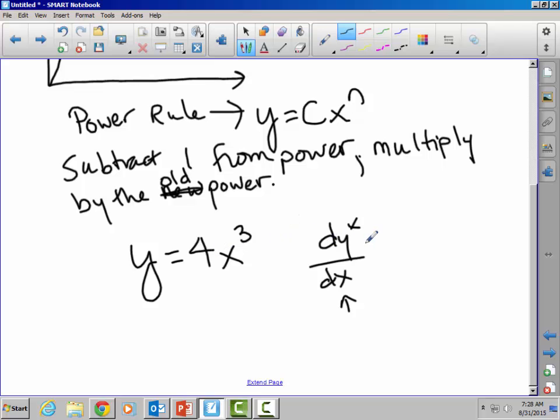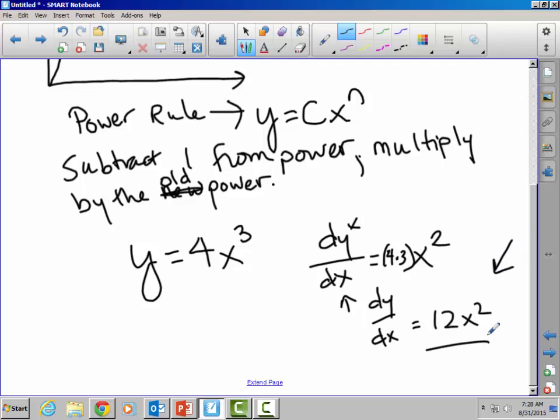So dy/dx: we're going to subtract 1 from our power, that's 2, and we're going to multiply our function by the old power, which was 3. In front, we still have our constant times 3. So dy/dx becomes 12x squared. This is a way of saying this is the function for the slope of the original parent function.